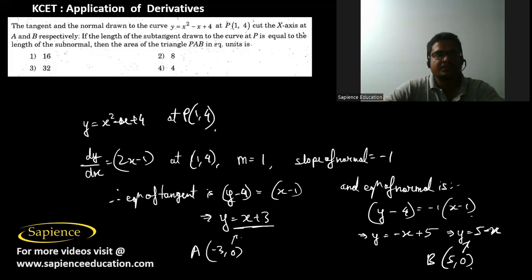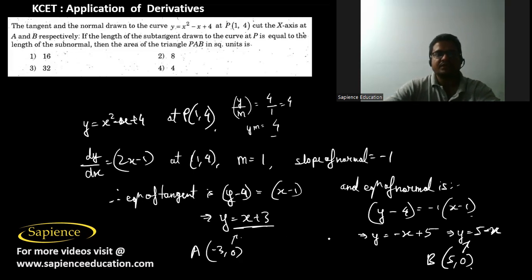Length of the subtangent drawn to the curve. So length of subtangent is given as y by m, y by dy by dx. So at point P, that will be 4 by 1, that is 4. And length of the subnormal, that is y into m, that is also 4. So they are same.